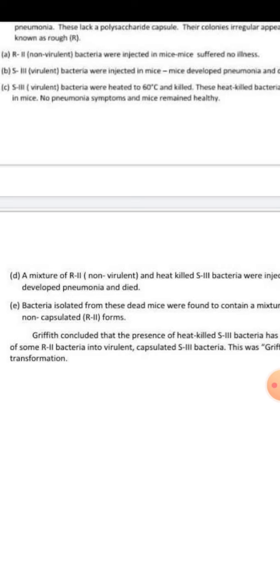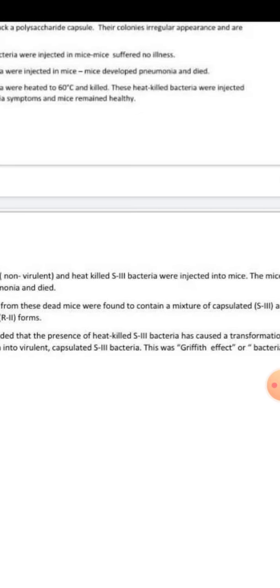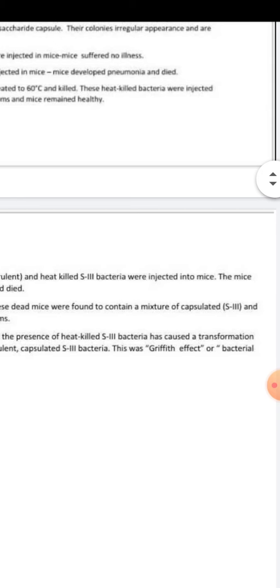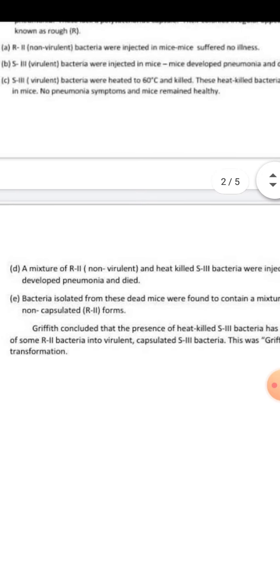or the pneumonia symptoms, and they died. Then the fifth test was taken on bacteria which were isolated from these dead mice, and they were found to contain a mixture of capsulated virulent strain and the non-capsulated non-virulent strain. So the bacteria isolated from these dead mice were found to contain a mixture of both virulent as well as non-virulent strains.